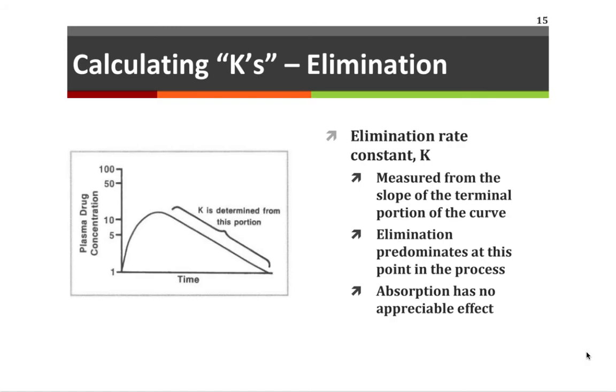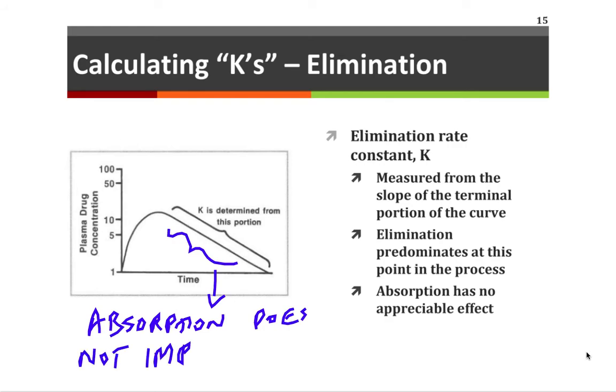Now, I mentioned earlier the elimination rate constant can be measured from the slope of the terminal portion of the plasma concentration versus time graph, and elimination predominates at this point, and absorption does not have an appreciable effect on what happens to the slope at this point of the graph. So absorption does not impact the slope here.